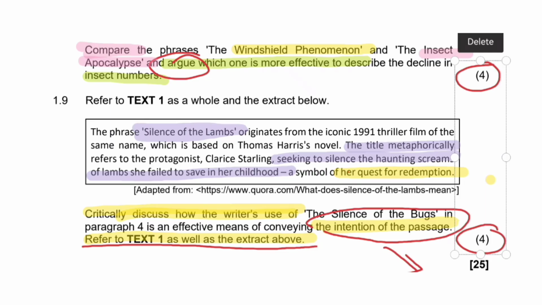So in your answer, extract from text 1 that there's a sense of guilt, sense of accountability, sense of remorse embedded in the silence of the lambs. Then you need to draw a parallel from the silence of the lambs and the silence of the bugs to tell the marker how the author extracted the emotions from the silence of the lambs. And the author made that choice to evoke feelings of guilt and accountability from the reader.